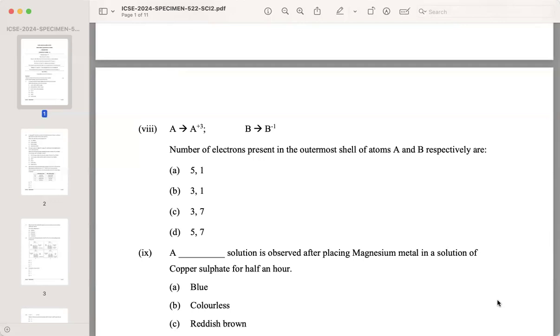In the second case, for atom B, it will be your 7, because B is changing into -1. That means it requires 1 electron to complete its octet state. That is why it is changing into -1. Gain of electron is taking place. And -1 indicates that it already has 7 electrons in the outermost shell. So once it gains 1 electron, it will complete its octet configuration. So the answer is 3, 7, that is the C part.